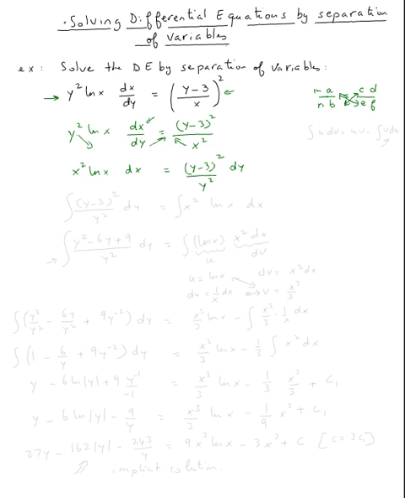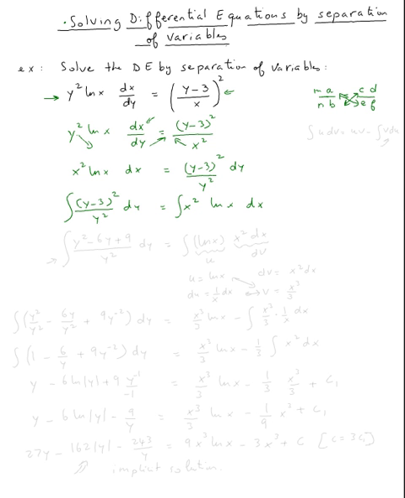Now let me rewrite the y's because we're looking for y. Let me switch left to right. So this is going to be (y minus 3) squared over y squared dy, and the right side is x squared ln x dx. Now all we need to do is take the integral of both sides and then solve. Integrate both sides.